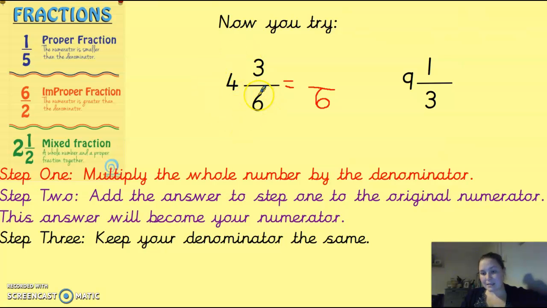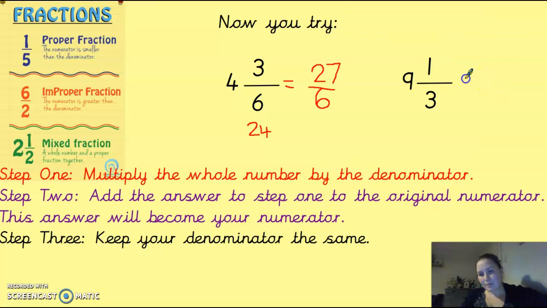So I'm going to take 6, 1 whole, times it by 4. 6 times 4 is 24. I'm just going to jot that there so that I don't forget. And then I'm going to add the 3 that I already had. 24 add 3, 27. So as an improper fraction, 27 over 6, 27/6.